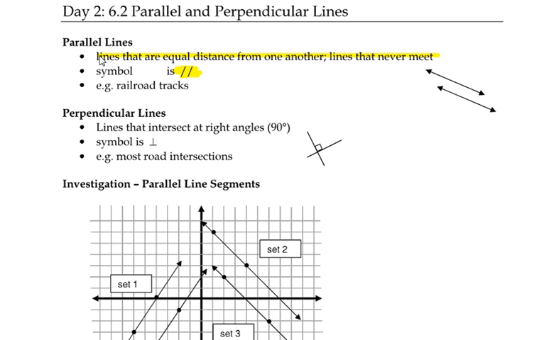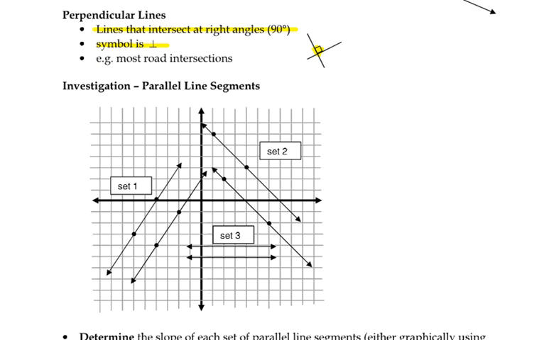Perpendicular lines always intersect at a 90-degree angle. So remember this little box is a symbol for a 90-degree angle. Another symbol for a 90-degree angle, or perpendicular, is an upside down T. Because a T, right, the vertical and horizontal line, they make a 90. So an example is road intersections or railroad intersections.